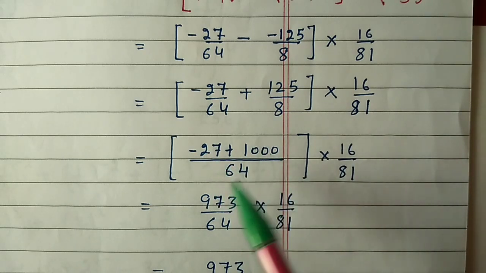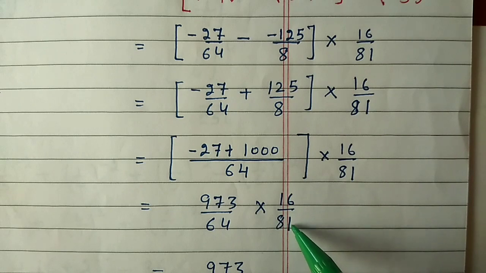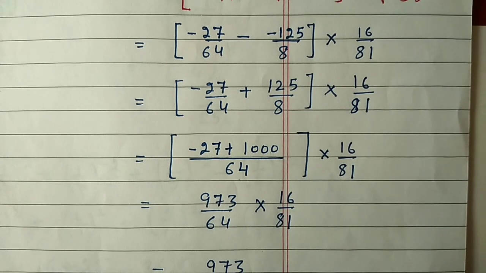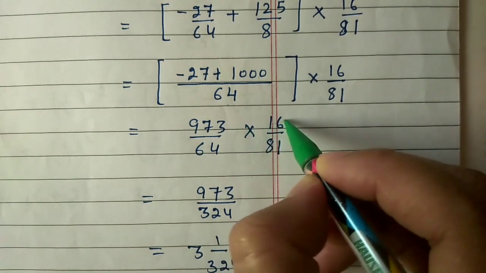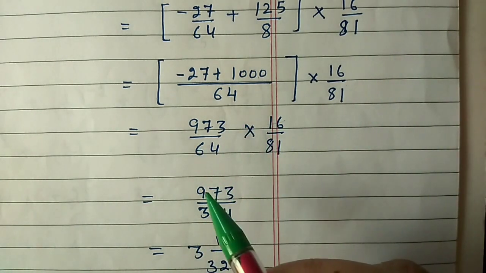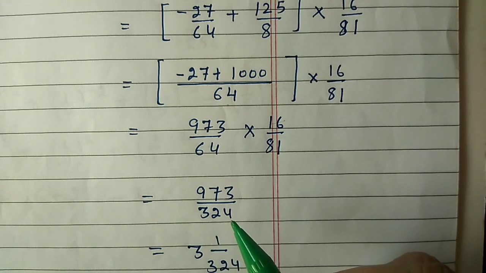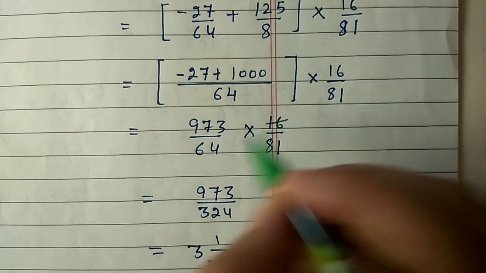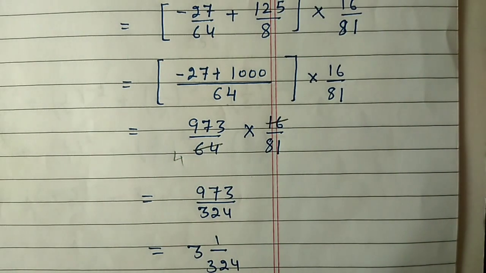Do the subtraction. 973 by 64 multiply 16 by 81. After cancellation, cancel this one, this and this, then you will get the answer 973 by 324. 16 fours it will cancel out. Then you can convert into mixed fraction.